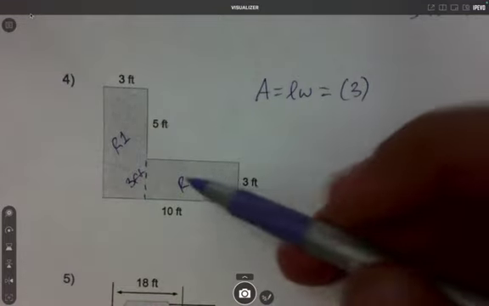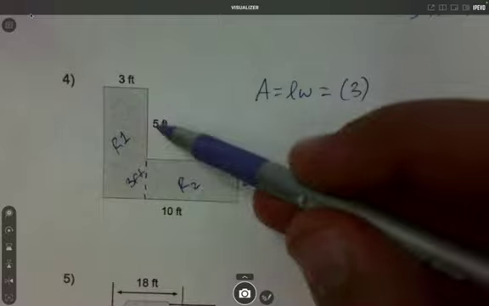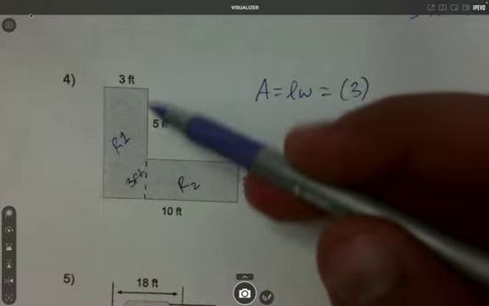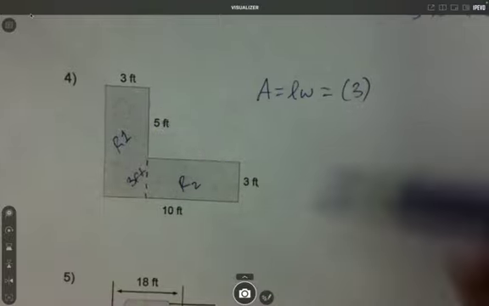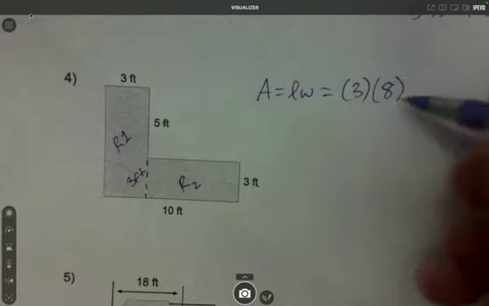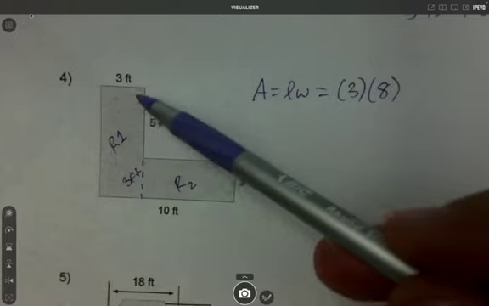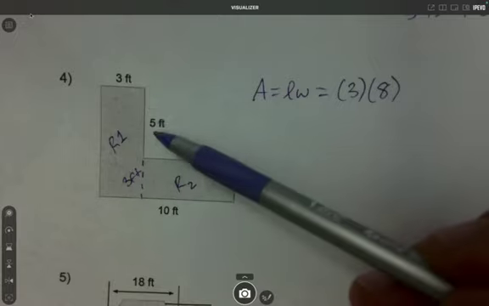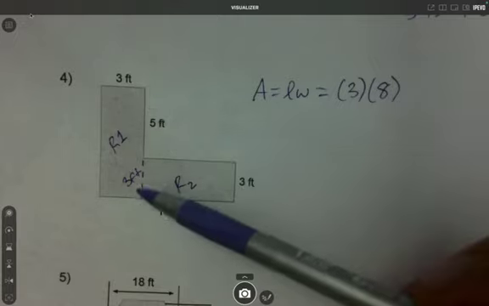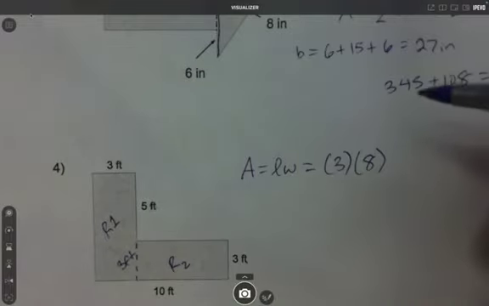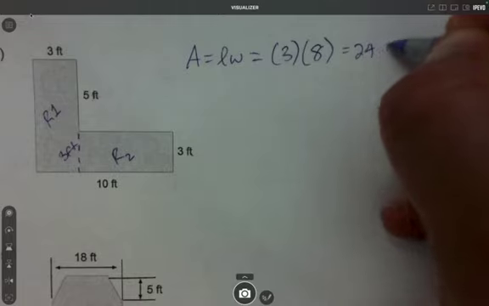Because if this is 3 feet, so would this dotted line be. So we've got to add the 5 and the 3 together to get this length. So that's a total of 8. Again, for this first rectangle, this dimension is very clear, it's 3. For this one, we've got to add 5 and 3. That's how we got the 8. So for the first rectangle, it's 24 square feet.